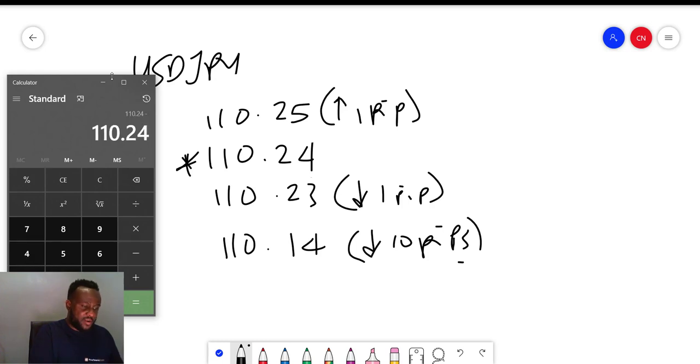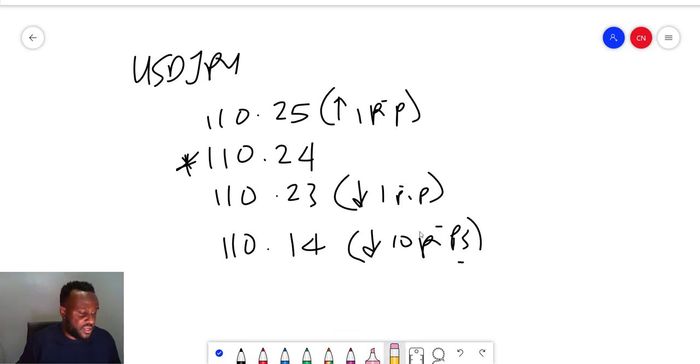110.24 minus 10 pips, in this case with 2 decimal places: 0.10 is 10 pips. Enter, and it's 110.14. So that's it. That's how you calculate pips.